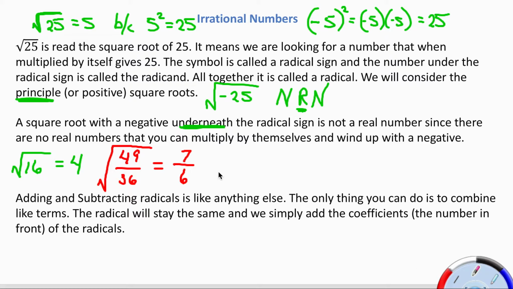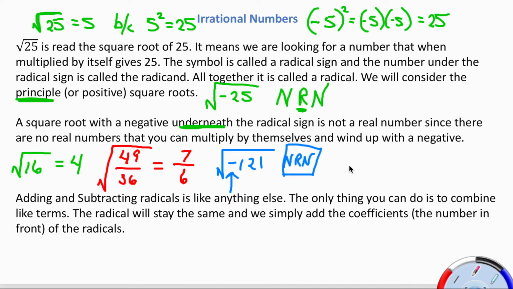Okay, so what about one like this? Square root of -121. Uh-oh. As soon as you see a negative underneath a radical, we just say, not a real number, and I'm done, right? If the negative is underneath the radical.